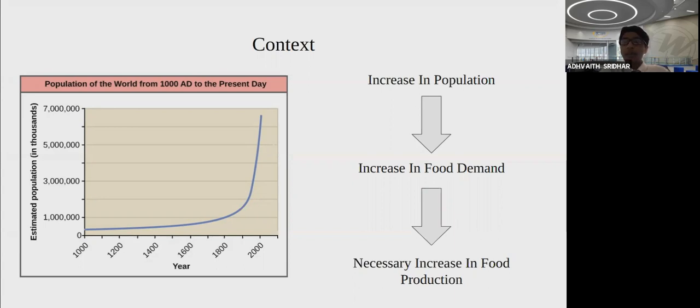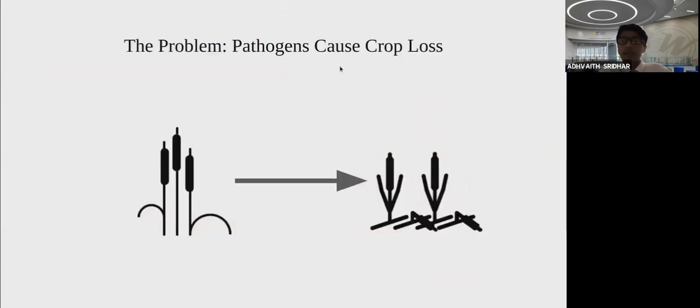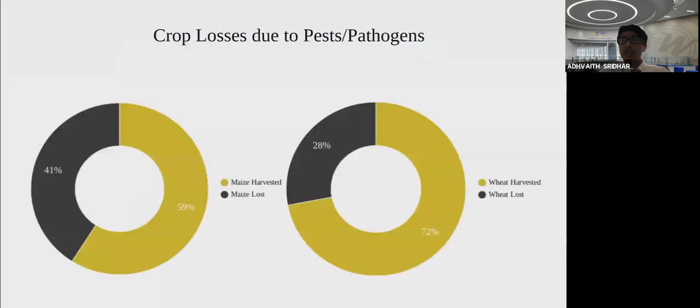So the problem that my research aims to address is that pathogens cause crop loss. And pathogens cause crop loss in a very severe manner. So this isn't a small problem either. In corn, about 40% of the crops grown each year are lost due to pests and pathogens. And in wheat, about 30% of the crops grown are lost due to pests and pathogens. And this amounts to about $220 billion. So it has a very significant economic impact as well.